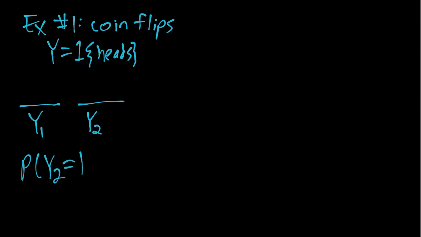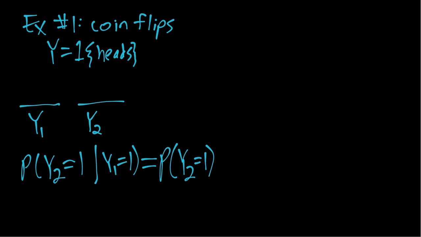So one way we could write that mathematically is that the probability that our second flip is heads, or the probability that Y2 equals 1, given that our first flip, Y1 equals 1, or was heads, is the same as the unconditional probability that Y2 equals 1, because the fact that we know the first flip was heads is not relevant. So in other words, knowing the value of the first flip does not actually tell us anything about the probability that the second flip will be heads. So here we have independent sampling.